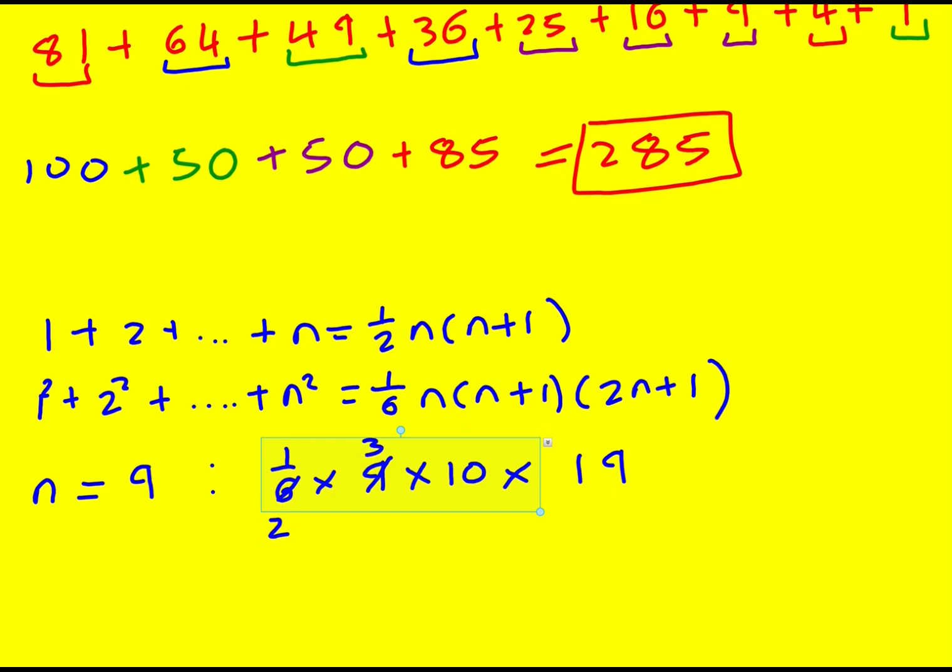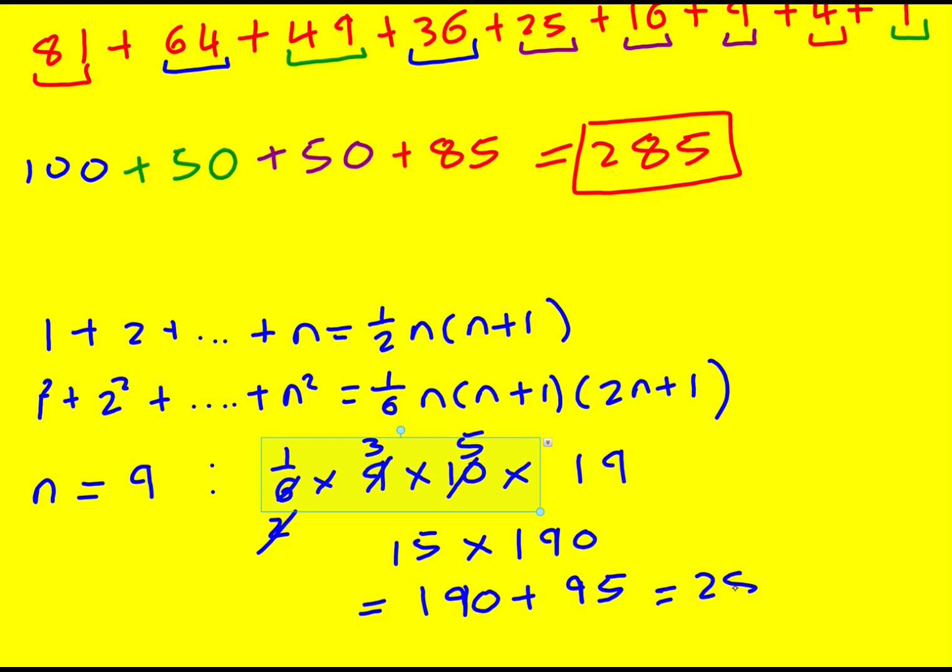And then I think I will divide, yeah, let's divide the 10 by the 2 to give 5. So it's going to be 15 times 19. So that's going to be 190 for the 10 times 19, plus 95, which also gives 285. So it doesn't save a lot of time here.